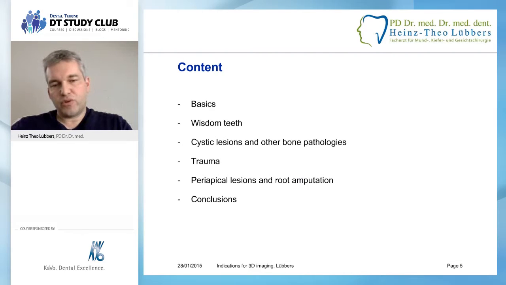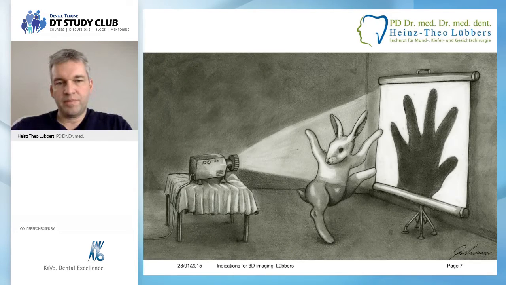So the content of the presentation is some basics about radiology and cone beam CT and some basic principles. Then wisdom teeth, cystic lesions and other bone pathologies. I will have a trauma case, just a little one, to show where the trauma indications are. And I will talk a little bit about periapical lesions and root amputation. And finally, of course, some conclusions to all this content. So we start with the basics.